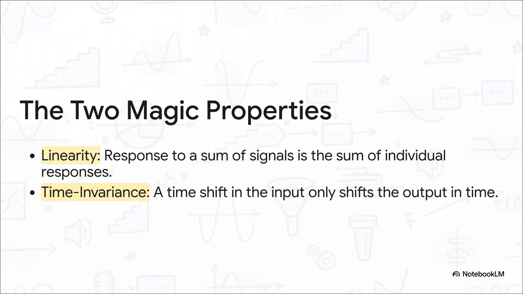Now, there are a bazillion types of systems out there, but there's a huge, incredibly important class of them that share 2 magic properties. The first one is linearity, which basically just means the system plays fair with scaling and adding. The second is time-invariance, which means the system's behavior doesn't change over time. If you clap your hands in a room today, the echo sounds the same as if you do it tomorrow. And when you have both of these properties together, that's when things get really powerful.